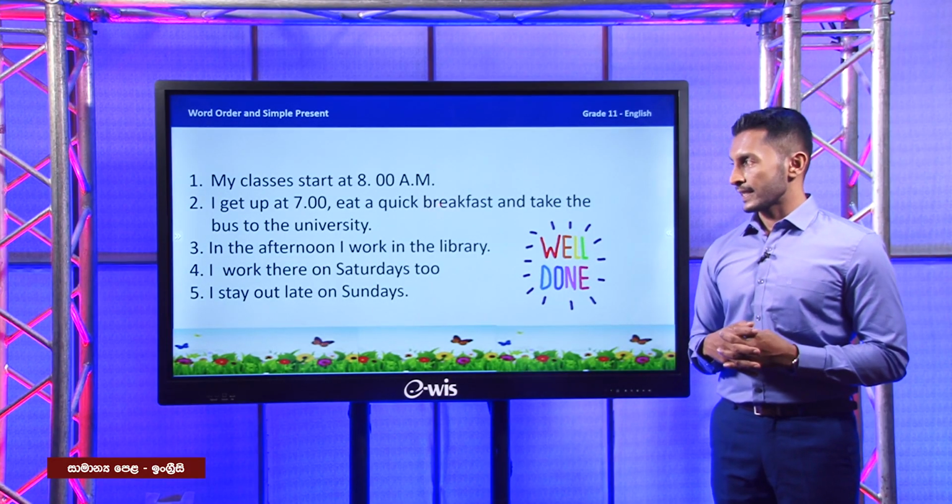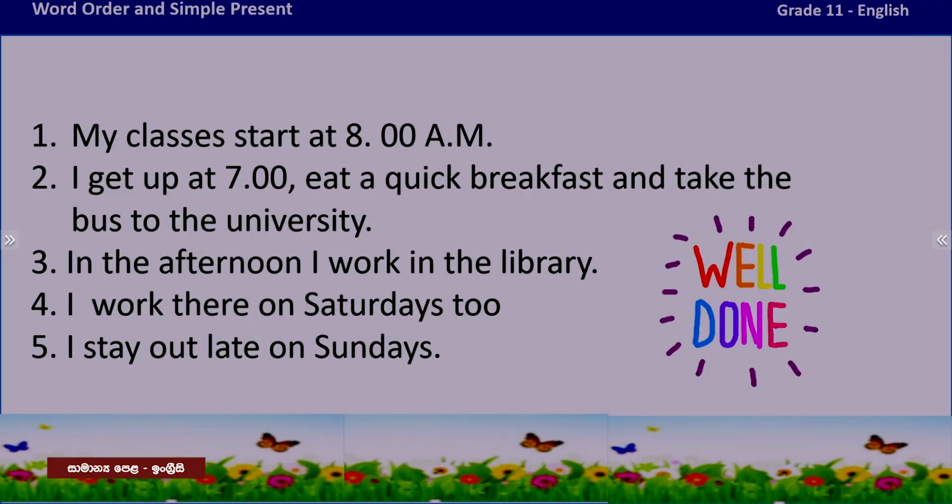The second sentence, I get up at 7, eat a quick breakfast and take the bus to the university. So in this sentence, there are 3 chunks. Let's take the first chunk. So what is the verb there? Get up. Who get up? I get up. I get up what time? I get up at 7 o'clock.